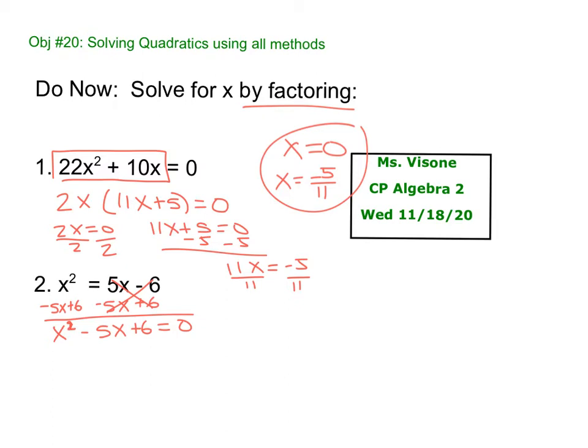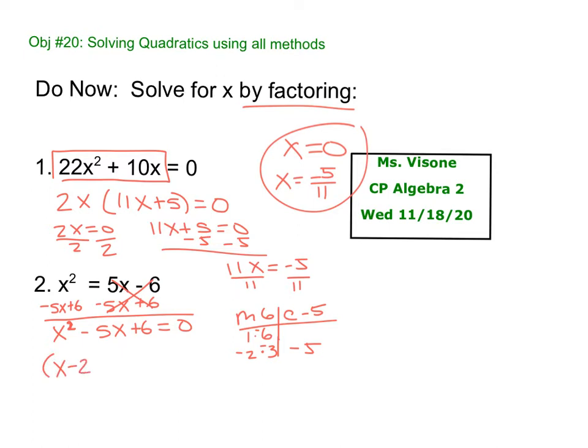This is just a basic MC chart. We are multiplying to 6, combining to negative 5. Careful, a lot of kids still make silly mistakes with this one. They want to say it's 1 and negative 6. It's not. We need the same sign. So negative 2, negative 3 gives me negative 5.